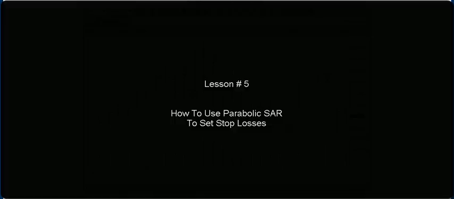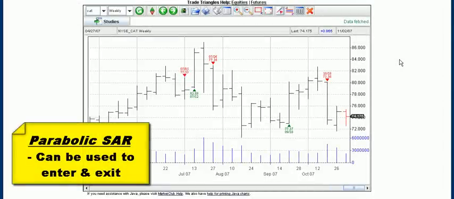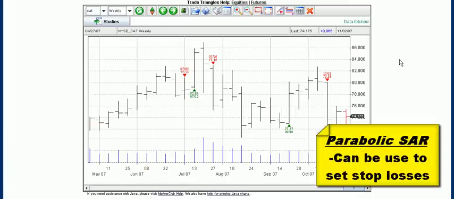Lesson number 5, using parabolic stop and reversal to set your stops. J. Wells Wilder created parabolic SAR as an entry and exit indicator. However, it's been more commonly known and more widely used as a guide for setting stops.